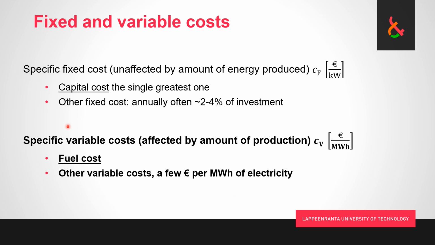So this is the part of the cost that is affected by how much we actually produce energy, electricity and heat. So fuel cost is going to be by far the biggest one typically here. And then we have some other variable costs that typically amount to a couple of euros per megawatt hour of electricity if we have a pure power plant.